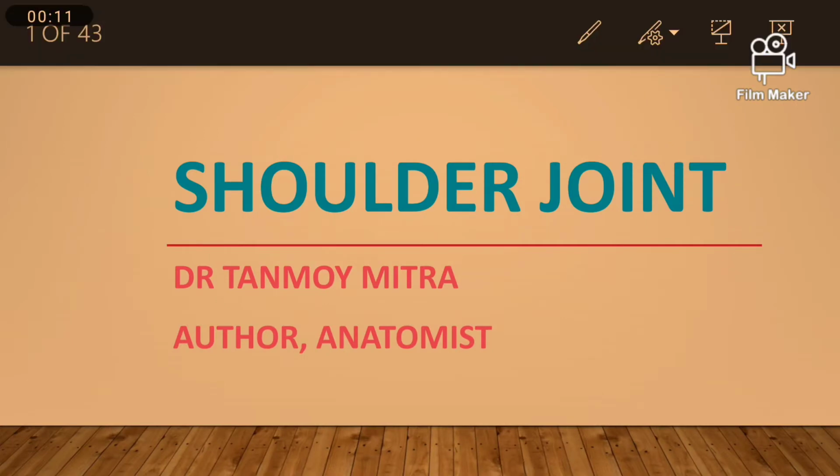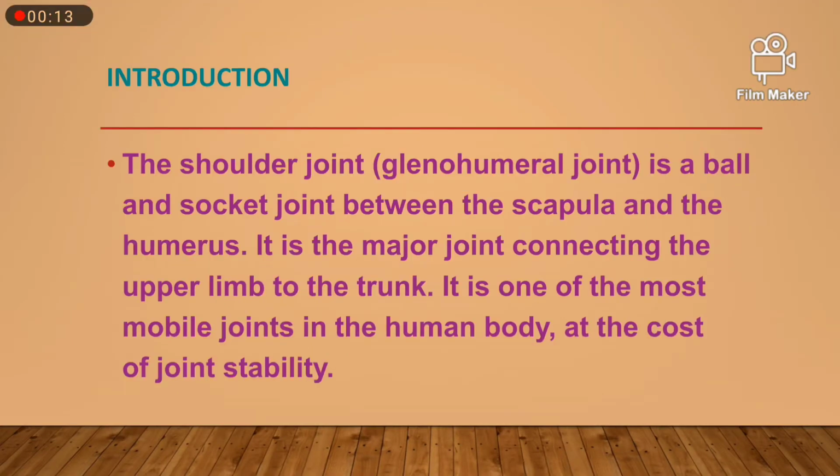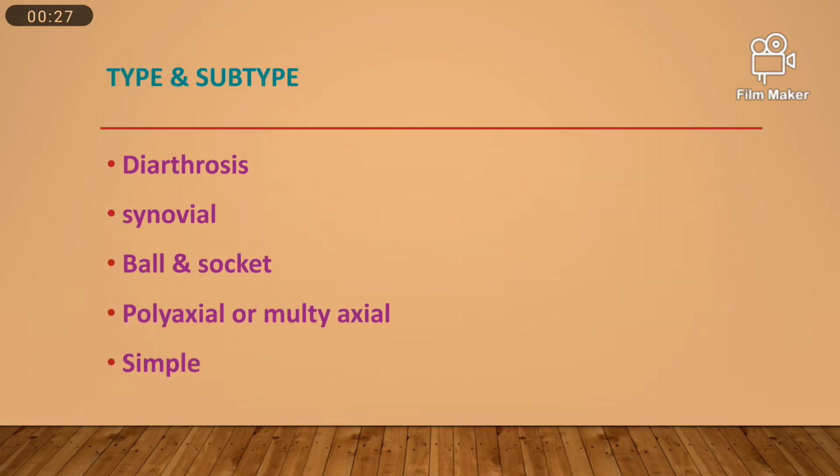Roughly, the shoulder joint also constitutes a clavicular component, but today we are going to discuss the glenohumeral joint. It is a ball and socket joint between the scapula and the humerus. It is the major joint connecting the upper limb to the trunk. It is one of the most mobile joints, but it is weak.